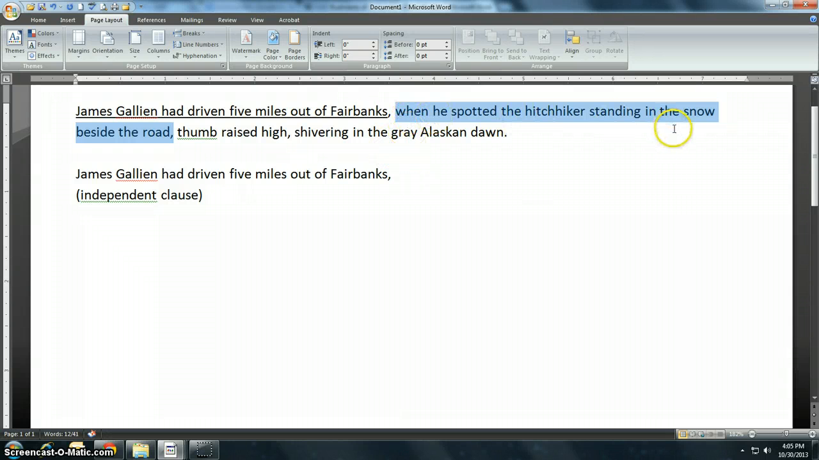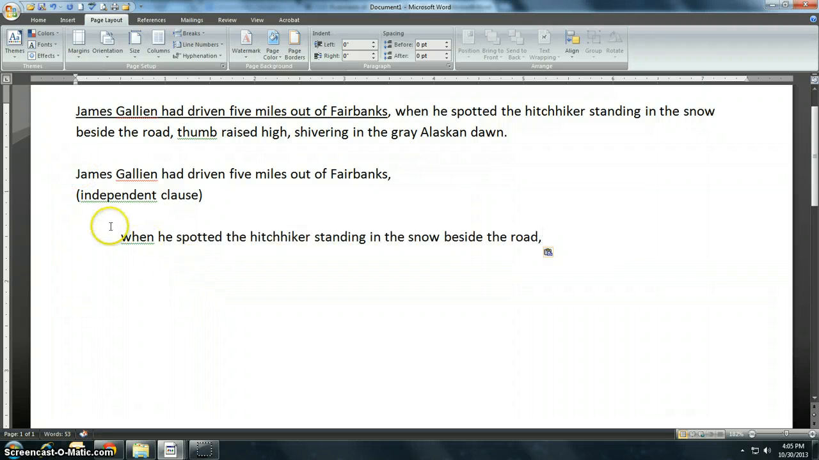So when he spotted the hitchhiker standing in the snow is telling us essentially when James Gallion had driven 5 miles. When is a when word, obviously, so it's an adverb. So I know it's modifying something in the independent clause, so I'm going to indent one space from the independent clause. If my independent clause is cinched all the way up against the margin, a modifier of the independent clause is going to be indented one space from the margin. I'm just going to paste that in there. When he spotted the hitchhiker standing in the snow beside the road.